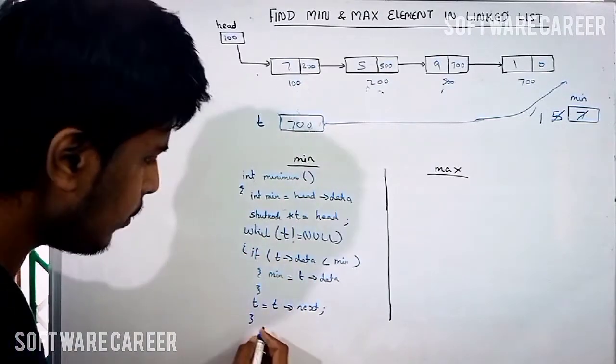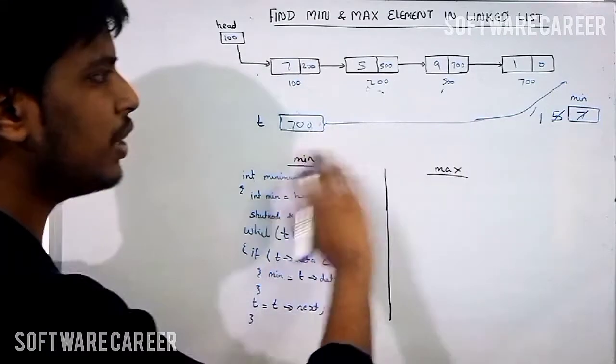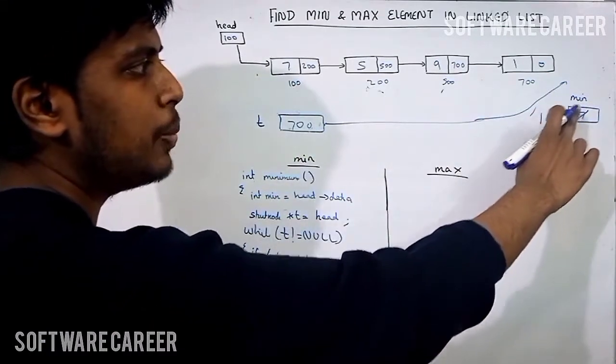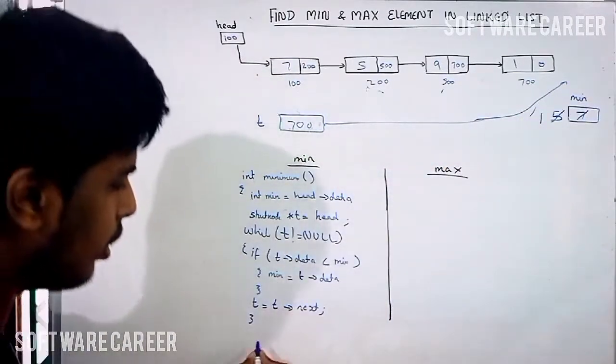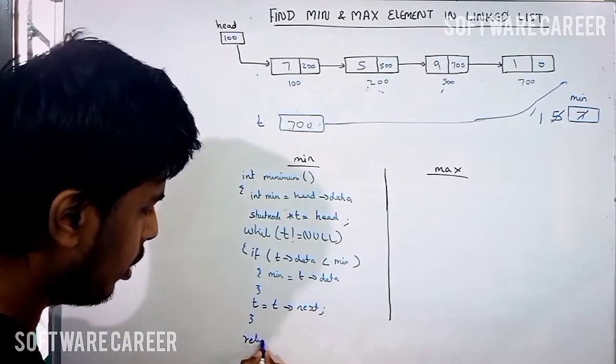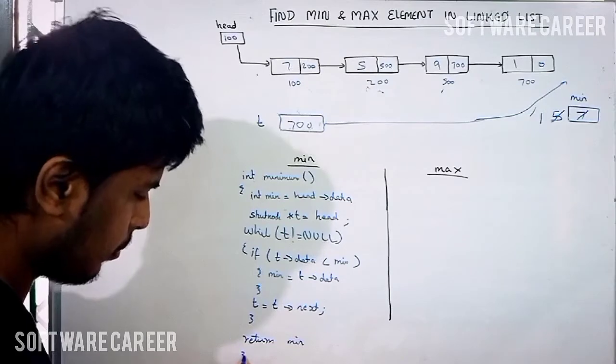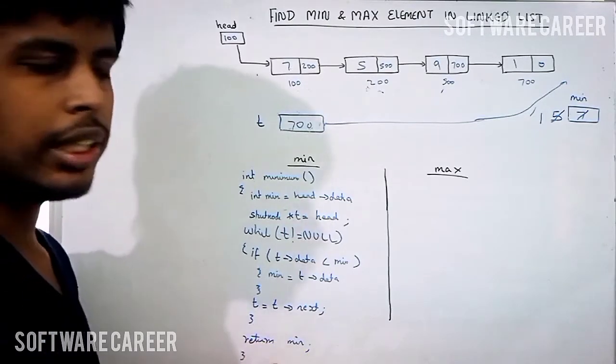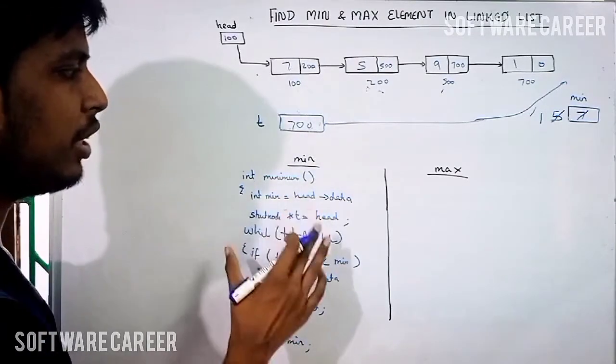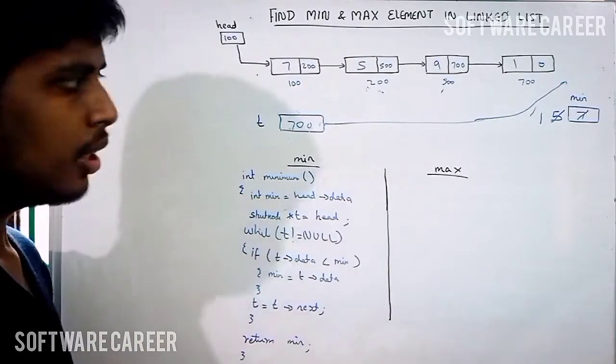Now see, at last, when you have finished, you should return the value present in the minimum variable. So I am writing here: return minimum. This is how you should write the code for finding the minimum element from the linked list.